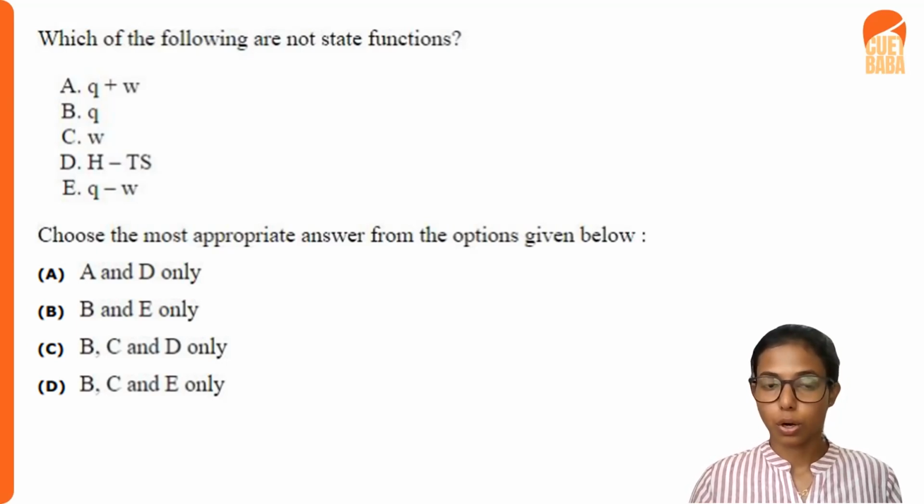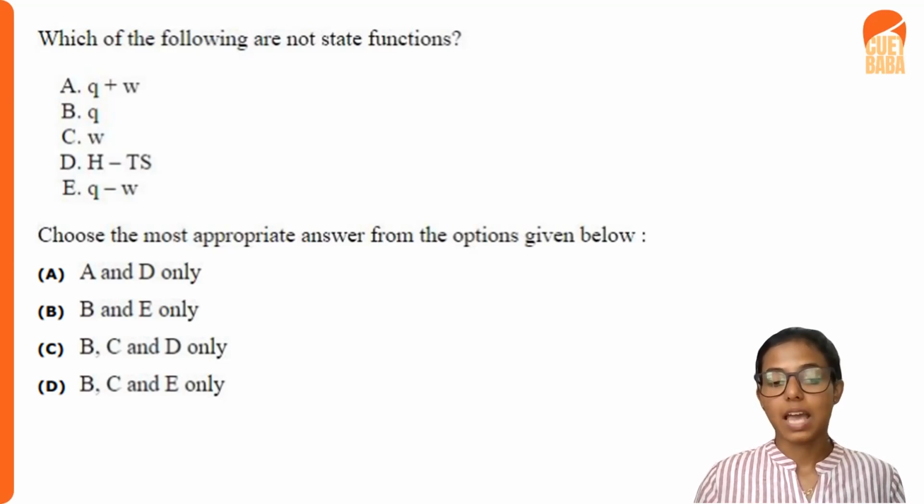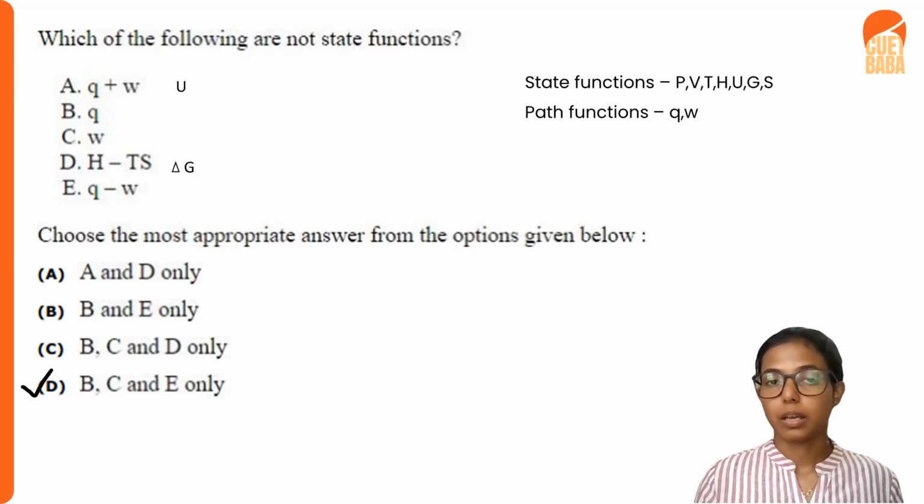Option A: A and D only are path functions, not state functions. B: B and E are path functions. C: B, C, and D are path functions. And D: B, C, and E are path functions. The important state functions in thermodynamics are pressure, volume, temperature, enthalpy, internal energy, Gibbs free energy, and entropy. And the path functions are easy to remember: heat absorbed and the work done by the system.